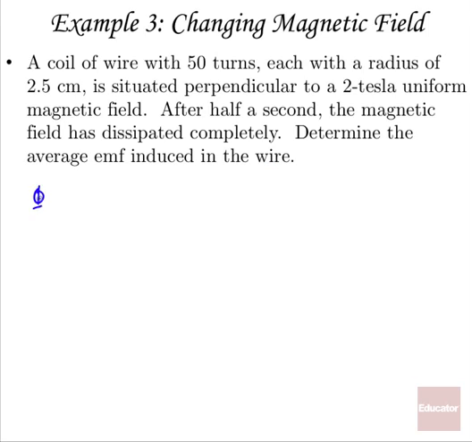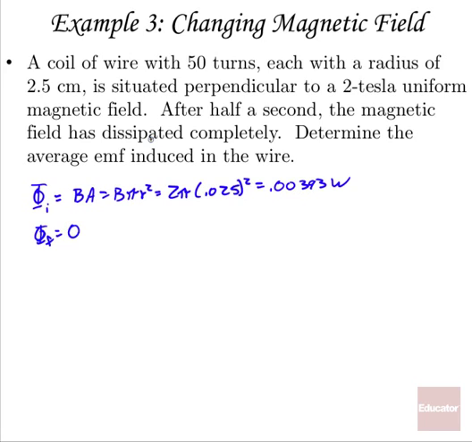Well, our initial magnetic flux is going to be BA, or B times pi r squared, which is 2 pi times 0.025 squared, our radius in meters, or 0.00393 Webers for a single coil. Our final flux is going to be 0 because the magnetic field has dissipated.